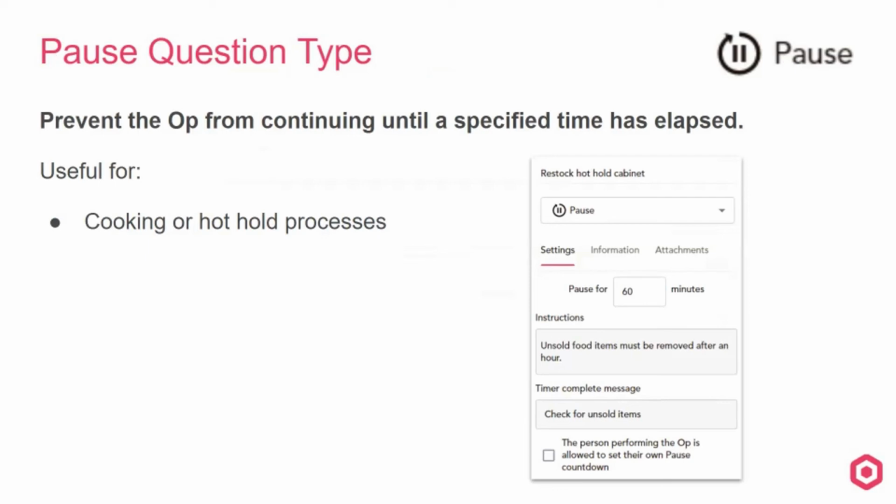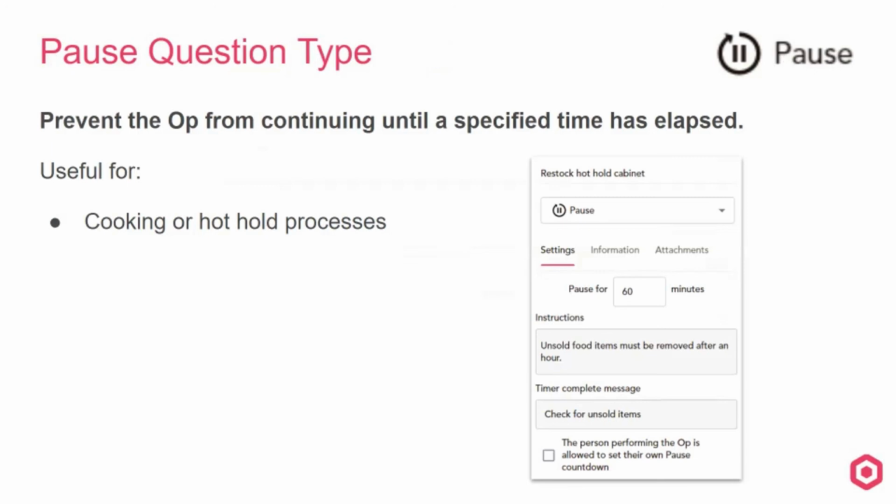You're then having the question type. Here it's the pause question type that we've chosen, and then the settings for the pause question type. So you can choose how long to pause the op for in minutes. You can provide an instruction to the user that gets displayed, and after that time has elapsed, a message that will appear. So on the native app, so whether it's a mobile or a tablet, an alert will pop up and this message will display.